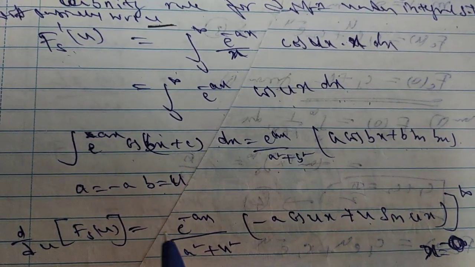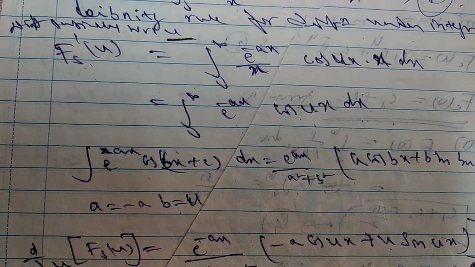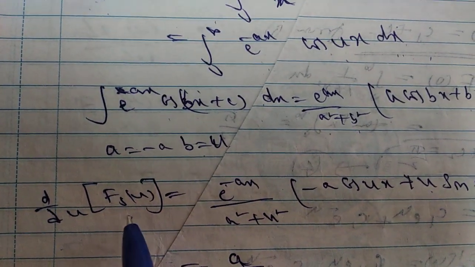So now F dash of u is there, F dash of u, we can write d by du of F of u. That means F dash of u is d by du of F of u.